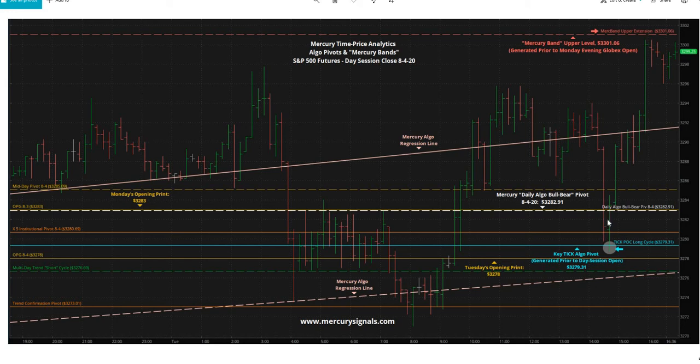But just after 2 o'clock, you get this move down. You go through Monday's opening print at 32.83. You go through Tuesday's bull bear pivot, which was right at the same price, just under 32.83. And after taking out Monday's opening print, you come down here within a couple handles of Tuesday's opening print. Now, here's the question. In a strong tape, should you be testing the opening print at 2:30 in the afternoon?